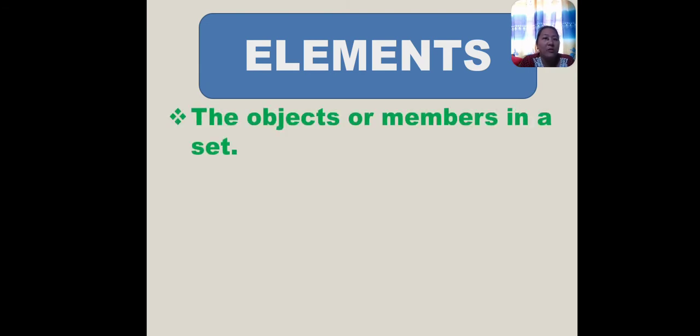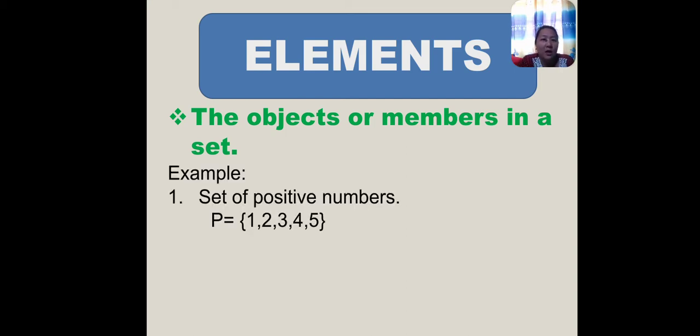Let's proceed to our next topic, which is elements. Do you know what elements are? By definition, elements are the objects or members in a set. For example, the set of positive numbers. We have set P of positive numbers. What are examples of elements? Those inside of the two braces. So 1, 2, 3, 4, 5 are the elements of the set of positive numbers.